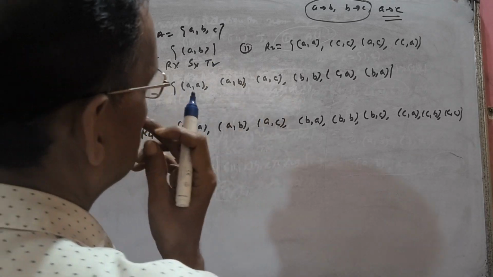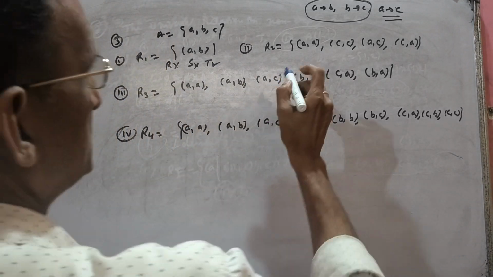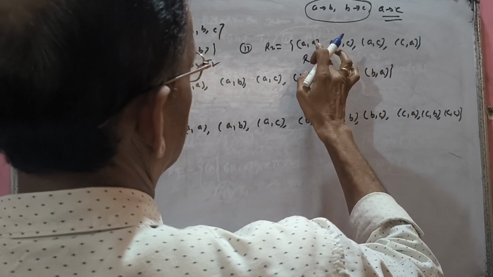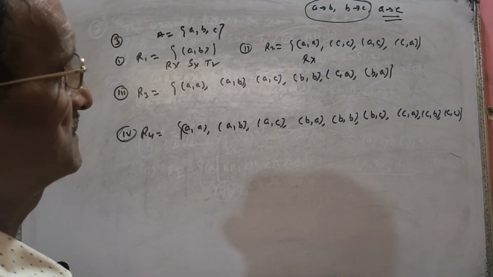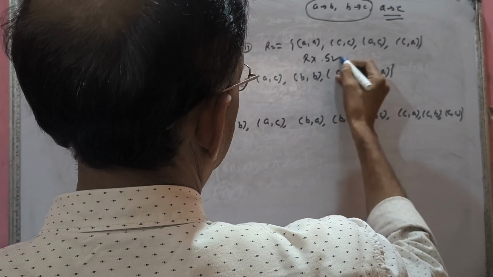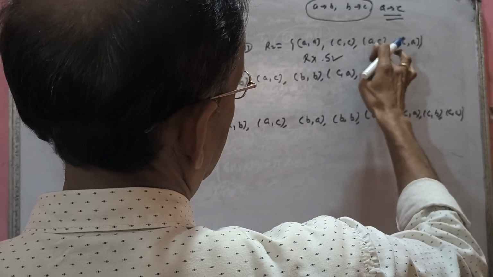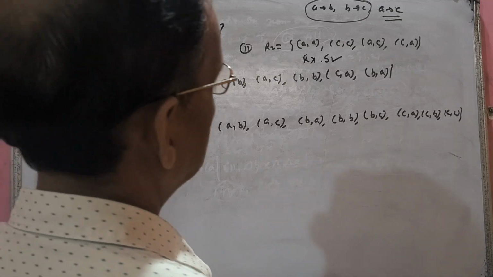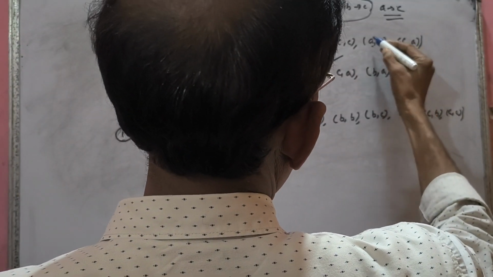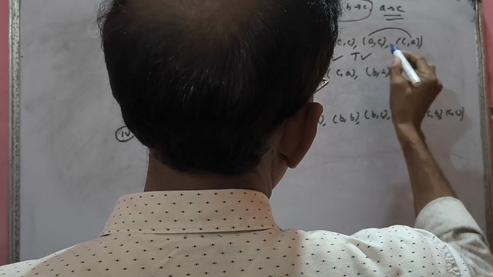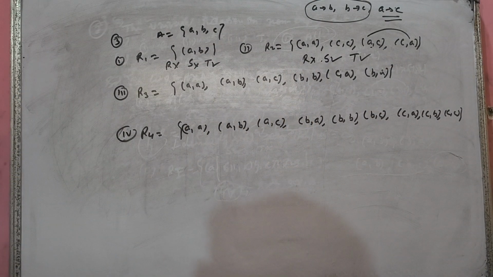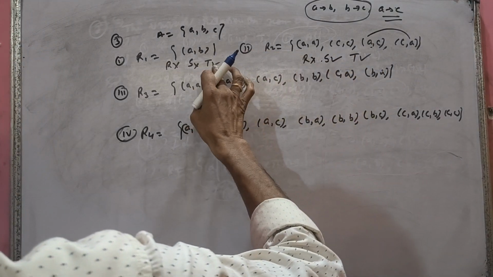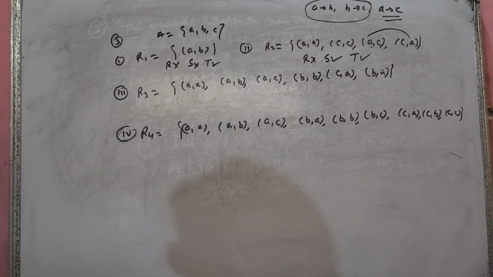Number 2, it is not reflexive because BB is not here. It is symmetric, yes. This time we say AC is there, CA is there, symmetric. AC is there, CA is there, and A is there already. It's transitive also. Understood? So this is symmetric and transitive, not reflexive. Number 1 is only transitive.